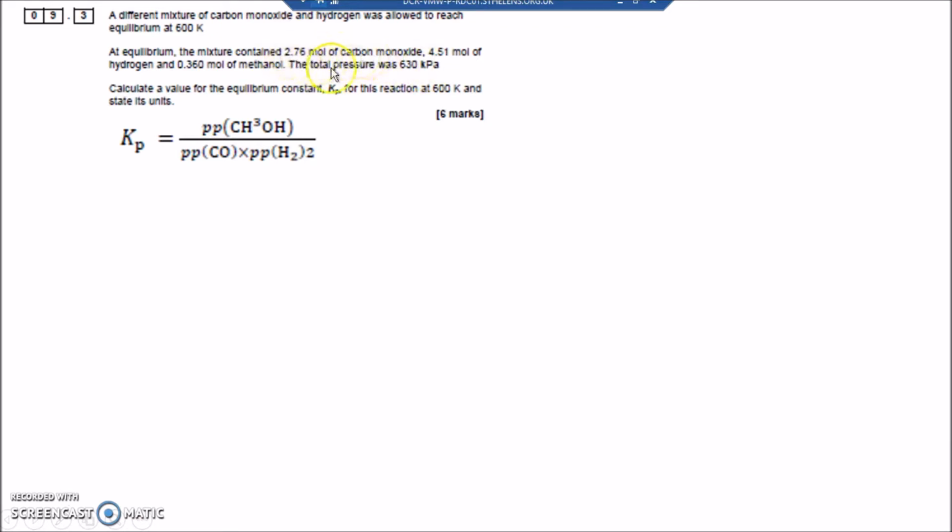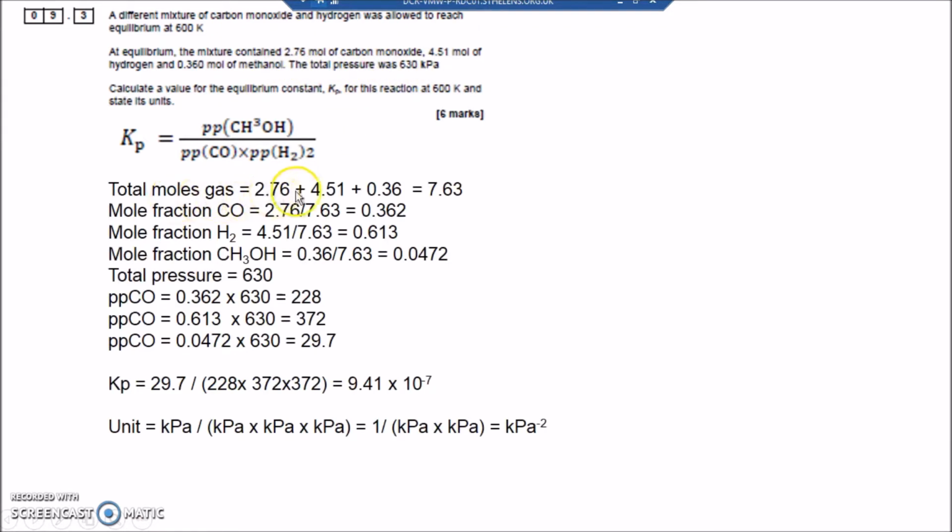that are carbon monoxide. So first of all, I'm going to add up the total number of moles of gases that I've got. I've got 2.76, add 2.51, add 0.36. I've got 7.63 moles. And then what I work out is what fraction of those 7.63 moles are actually carbon monoxide. So that's 2.76 moles out of the 7.63 moles, which equals 0.362 moles of carbon monoxide.